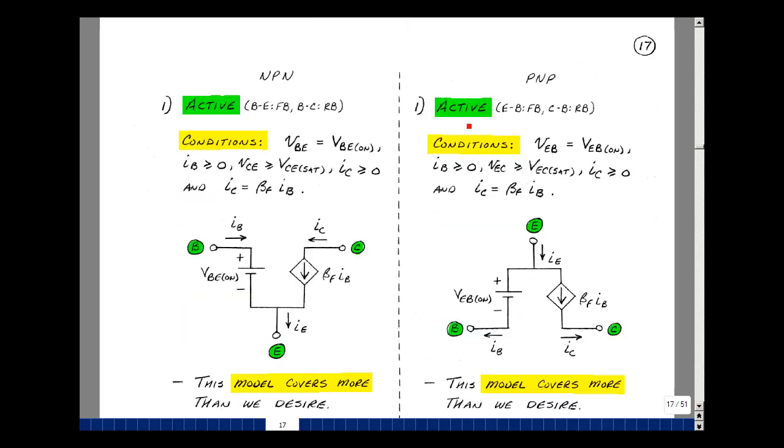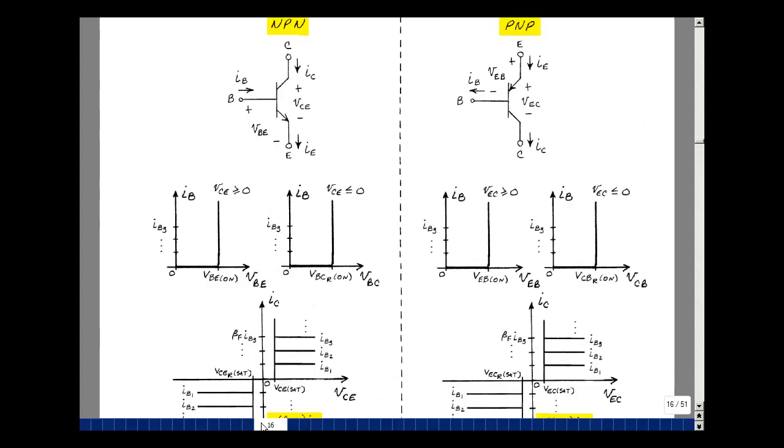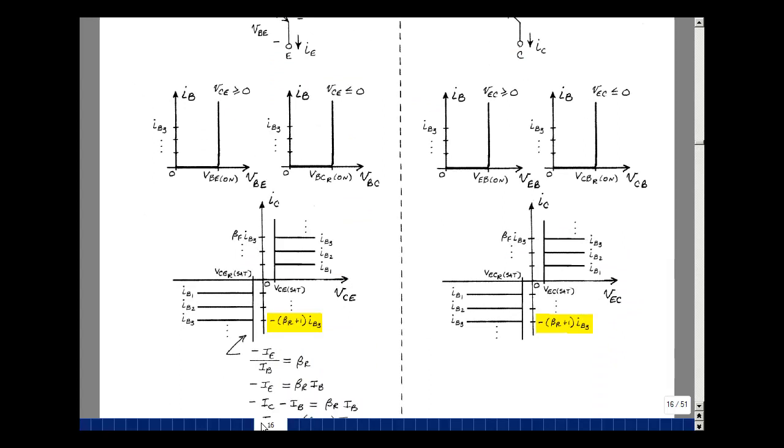Let's start out by modeling the active region. This is where we forward bias the base emitter and we reverse bias the base collector. What are all the things that are true when you're in the active region? Let me go back to the previous page, page 16, and show you where I got these numbers or inequalities from. If we're in the active region, we're somewhere along this line. That's saying that VBE equals VBE on, and the current is greater than or equal to 0.